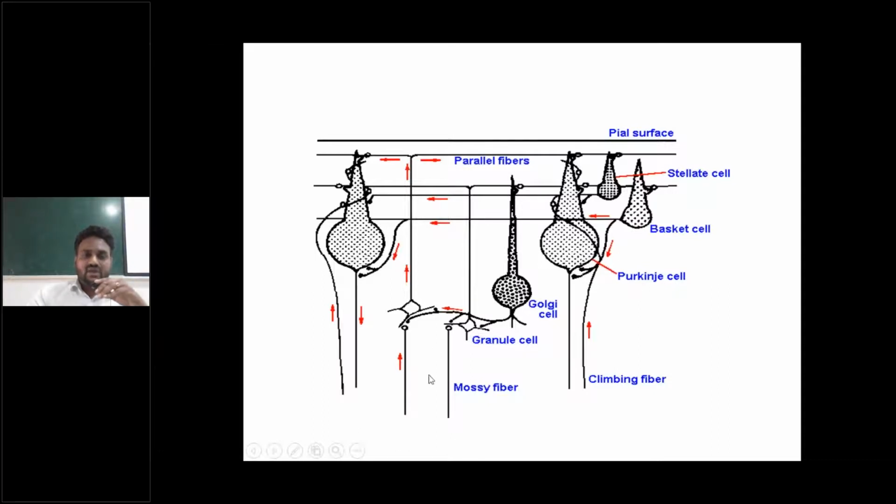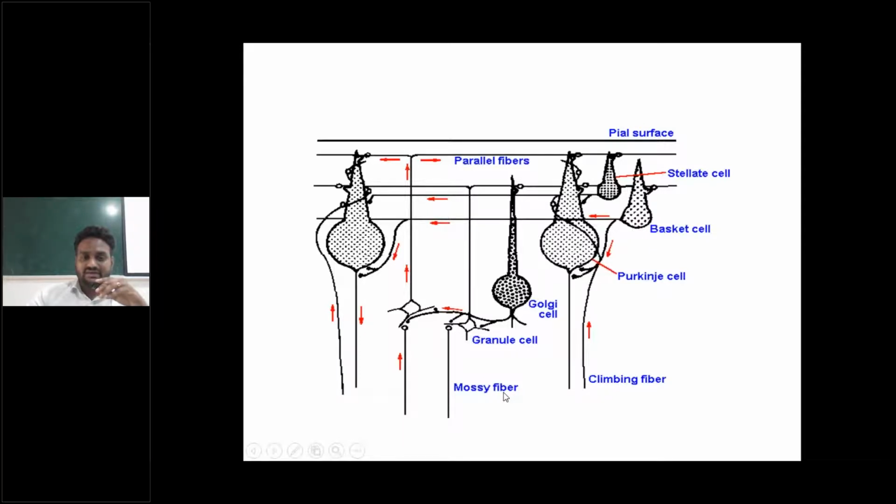So you see here, mossy fibers usually synapse with the granular cells, and climbing fibers usually synapse with the basket cells and also Purkinje cells. So based on the course and the synapses, mossy and climbing fibers are named. How these are named, you can find once you go through the book.